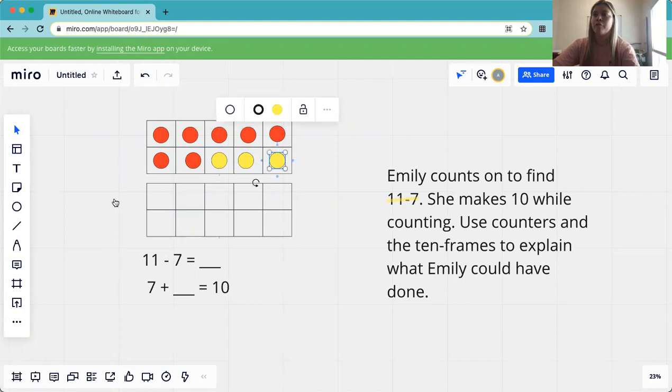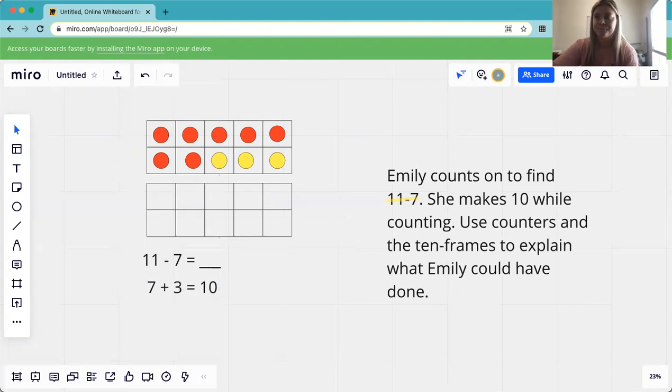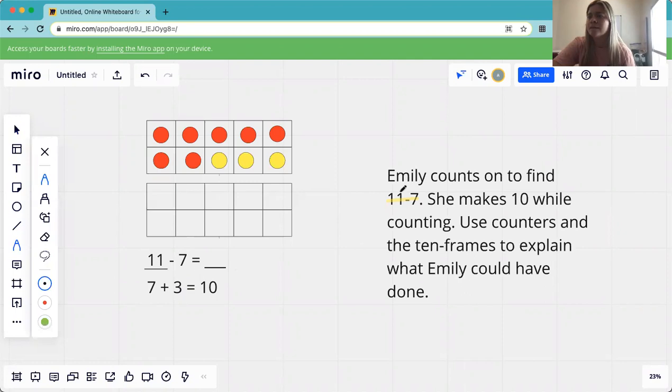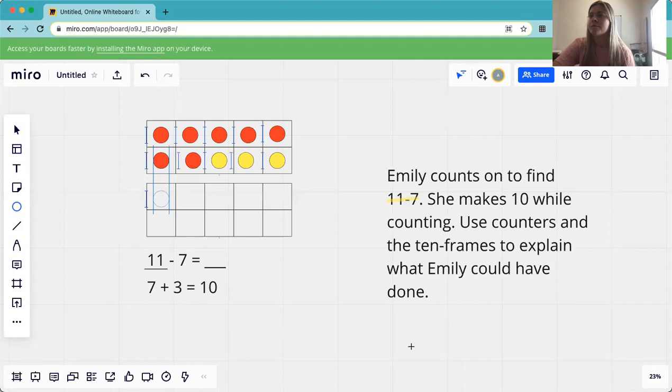So I figured out that 7 plus 3 equals 10. Again, I counted on to figure out that 7 plus 3 equals that 10. So here I know that I'm at 10, and my whole that we know of right here is 11. So I'm going to add one more of my yellow counters here to make 11.